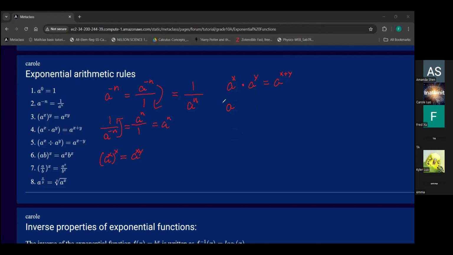Okay, now moving on to division. This is basically the same, except now it is division. And this would be equal to a to the power of x minus y. Once again, this only works because a and a are both the bases.